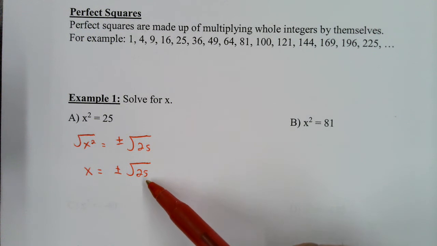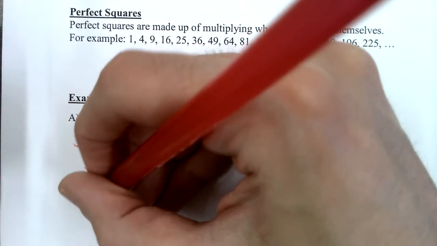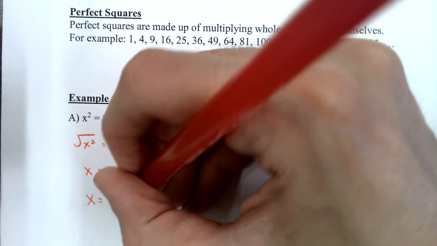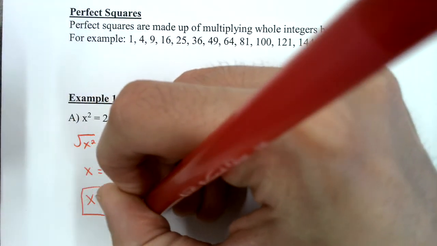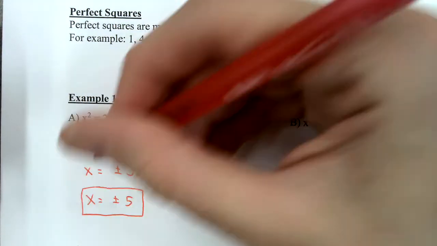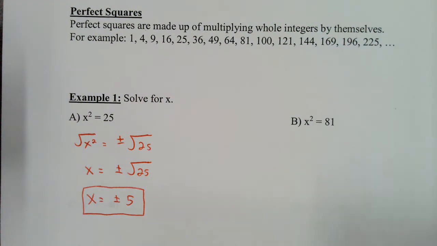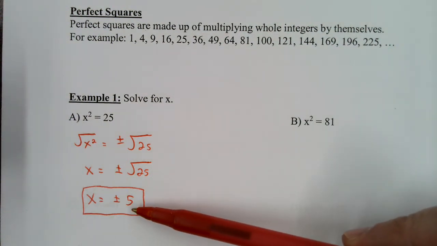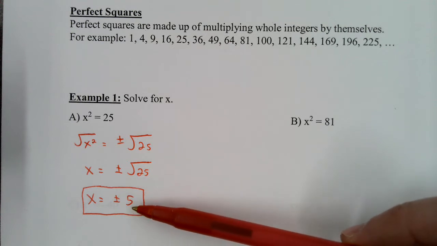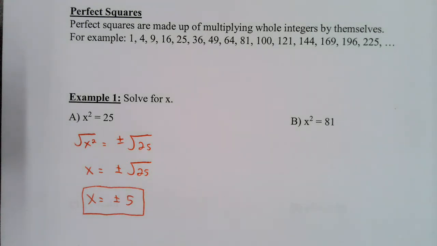And now let's simplify the square root of 25 down to 5. So that's the final answer: x equals positive and negative 5. You may see some questions like how many solutions are there to this problem. This problem has two solutions, two real solutions, positive 5 and negative 5. Two real solutions to that equation.